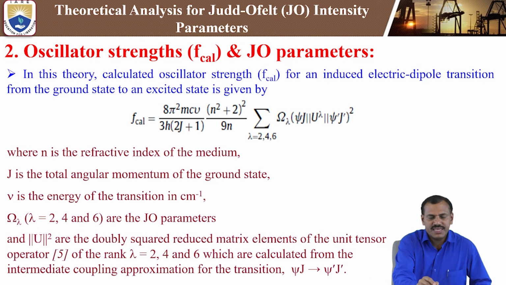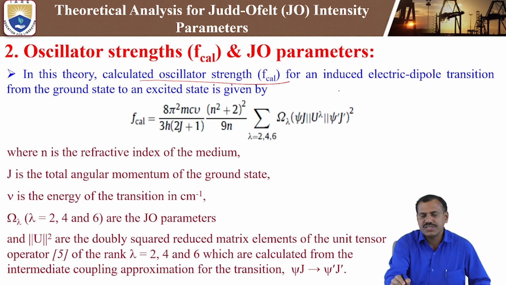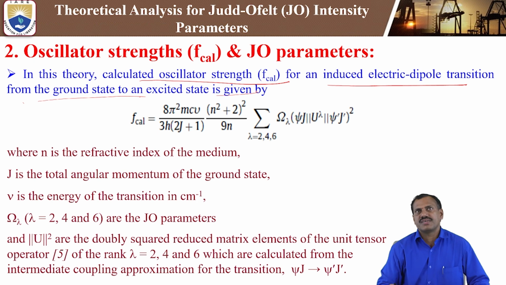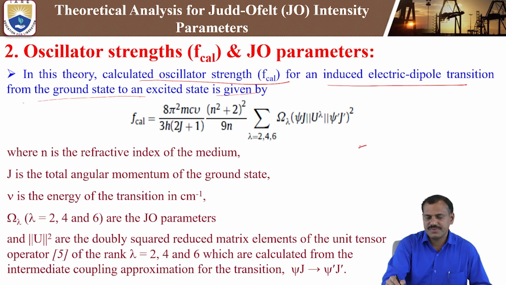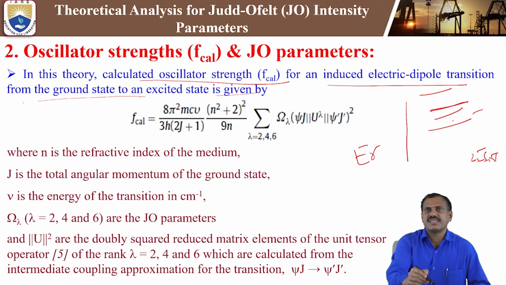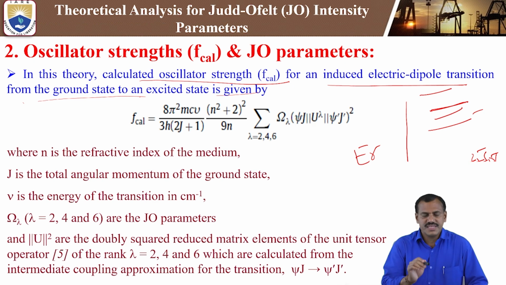So in this theory, the calculated oscillator strength for an induced electric dipole transition from the ground state to an excited state is given by the following. Each and every absorption peak starts from the ground state to an excited state. For erbium 3+ ions, the energy level 4I15/2 is the ground state, and we get different excited states of the erbium 3+. For each and every excited state, we are going to calculate the f calculated value. In erbium 3+ ions, we observed 9 absorption peaks in total, but well resolved absorption peaks are only 6.